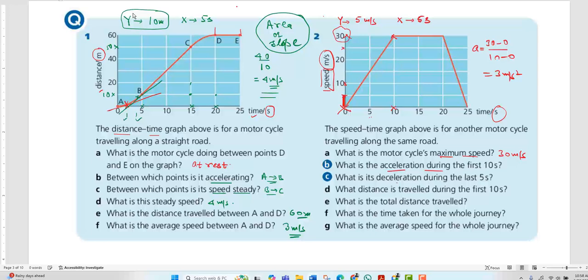What is the de-acceleration during the last 5 seconds? So the last 5 seconds is from 20 to 25. These are the last 5 seconds of the motion. And he is asking us to calculate the de-acceleration during that time.